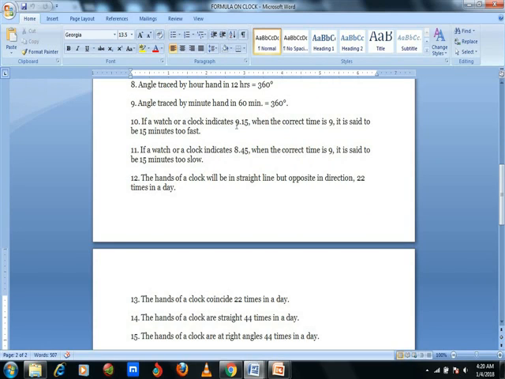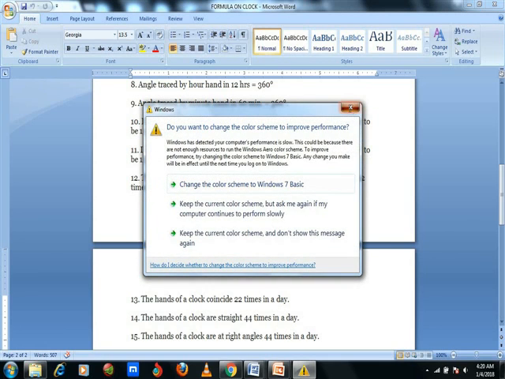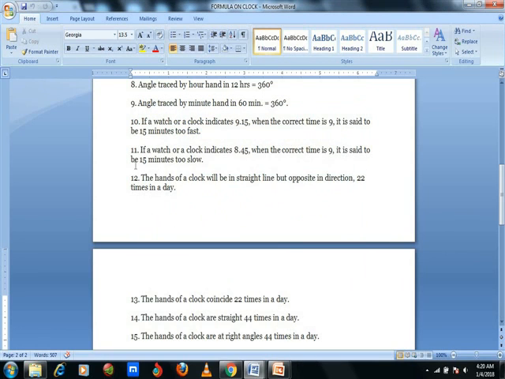If a watch or a clock indicates 9:15 when the correct time is 9, it is said to be 15 minutes too fast. If a watch or a clock indicates 8:45 when the correct time is 9, it is said to be 15 minutes slow. Here it represents 9.